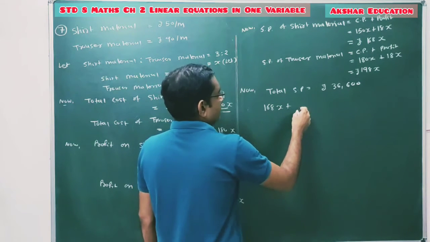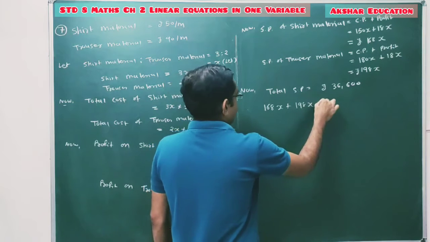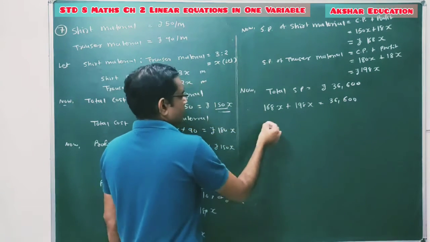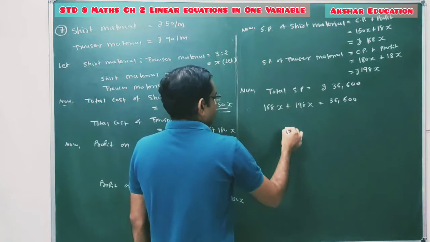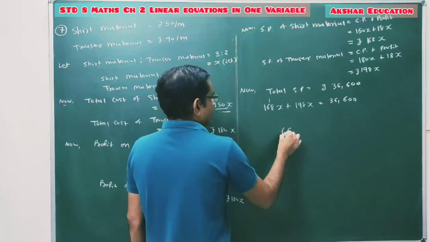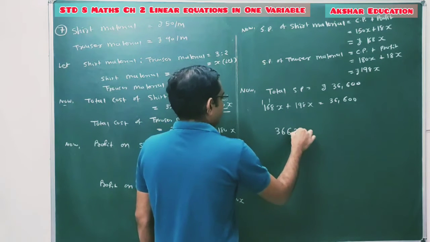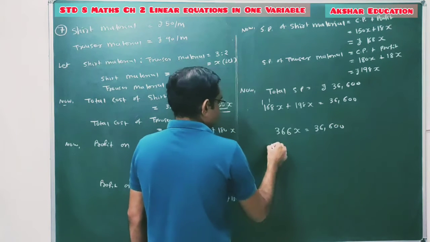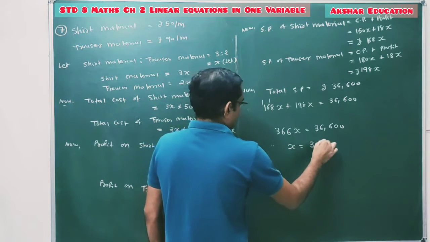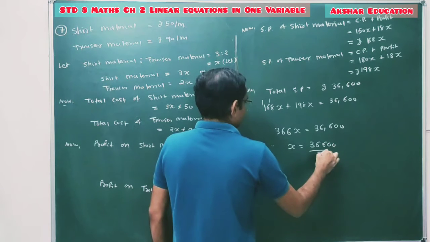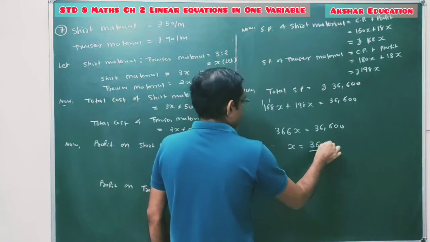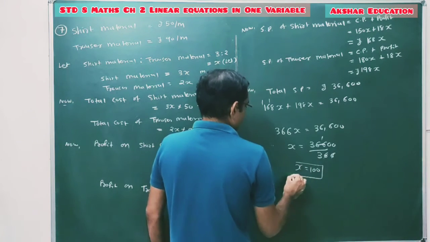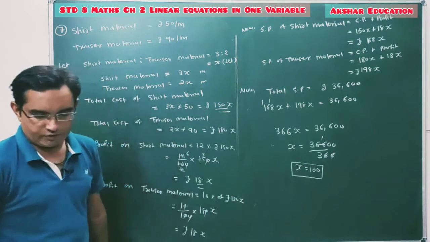So that is 168x plus 198x, equal to 36,600. On addition, 8 plus 8 is 16, 6 plus 1, 366x equal to 36,600. So we are getting the value of x, which is 36,600 divided by 366, that is 100. So x equals 100, and this is not your answer.